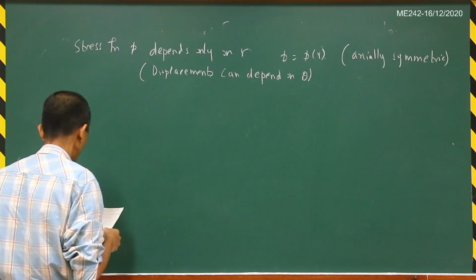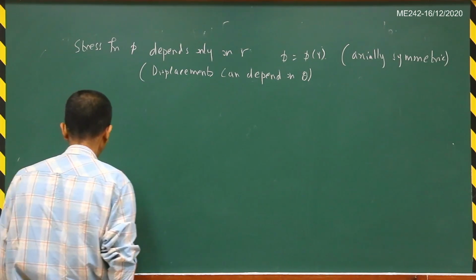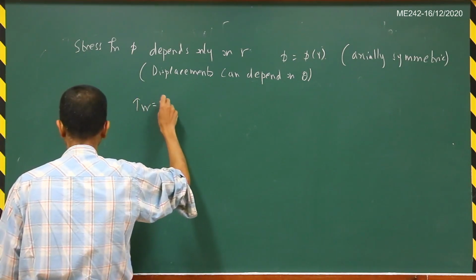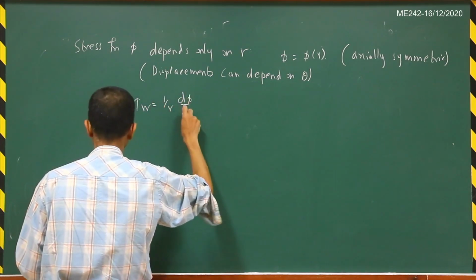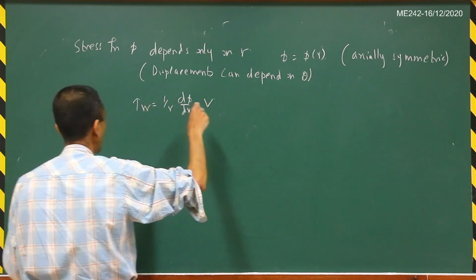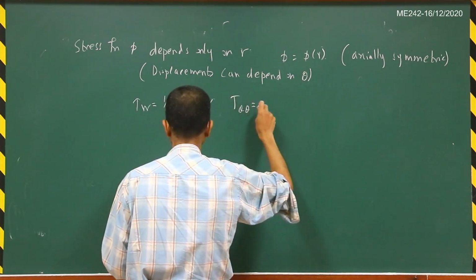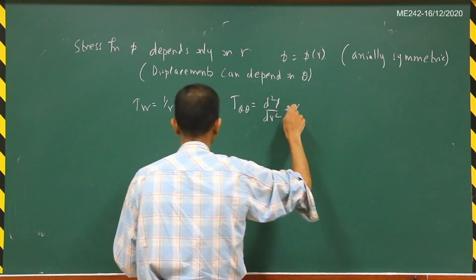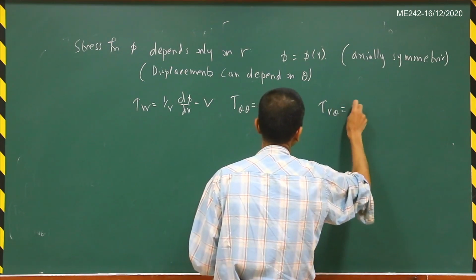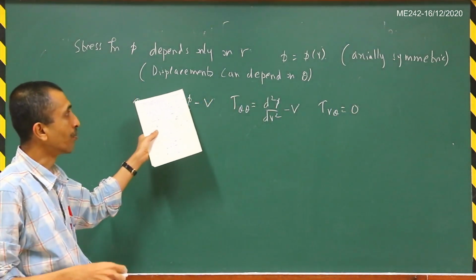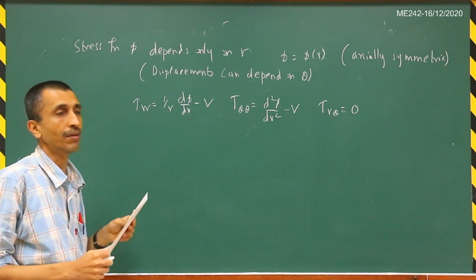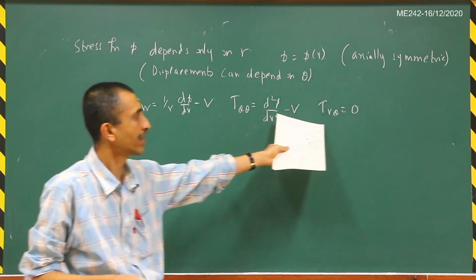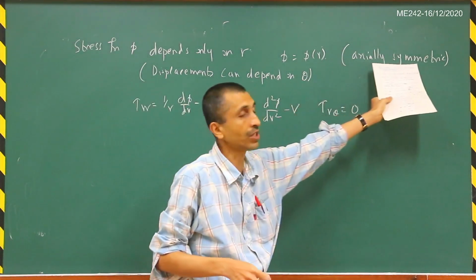So let's write the equations now for this particular case. You will get that tau r is equal to 1 by r d phi by dr minus v. Then tau theta theta is equal to d square phi by dr square minus v, and tau r theta is equal to 0 in this particular case. If you make this simplifying assumption that phi depends only on r, then you get this simplification, so tau r theta just goes to 0. That's why it is said to be the axially symmetric case.